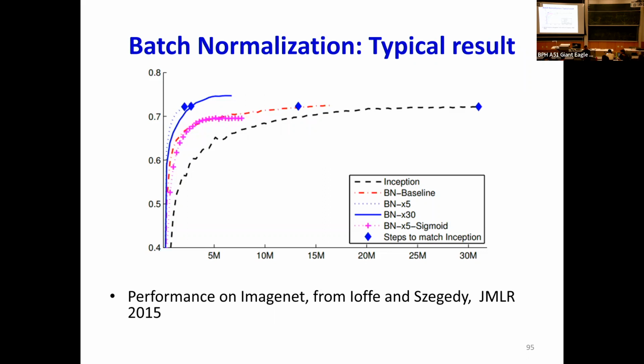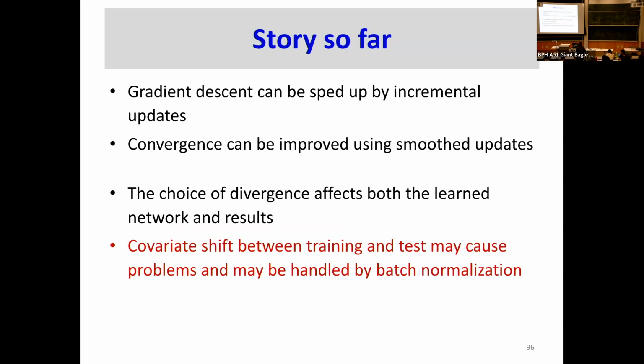Okay. So the story so far: we saw that the choice of divergence affects both the learned network and the results, and that shifts between training and test, or even across many batches, may cause problems and may be handled using batch normalization.